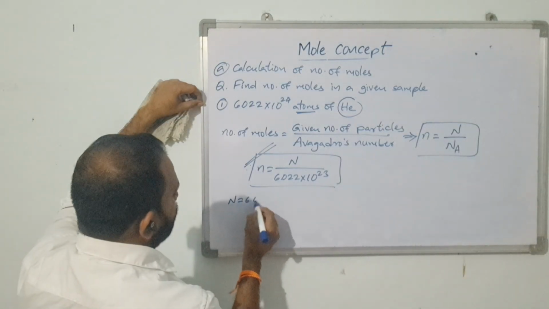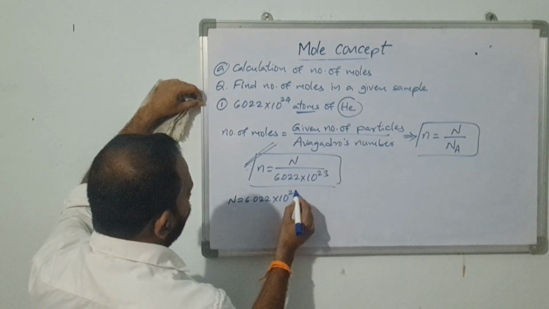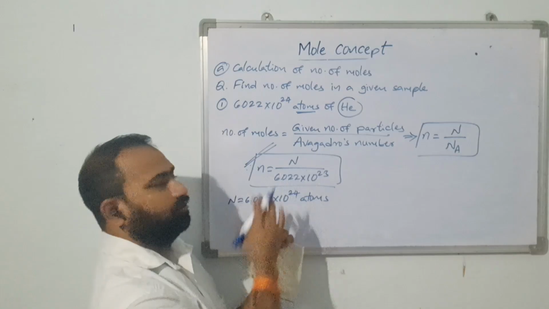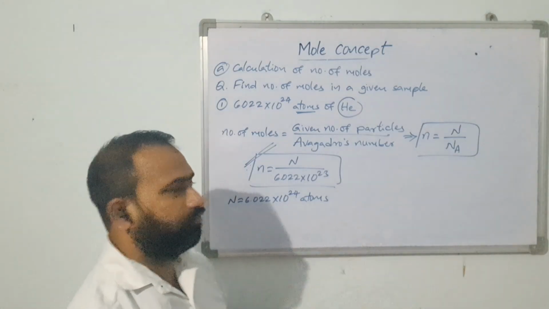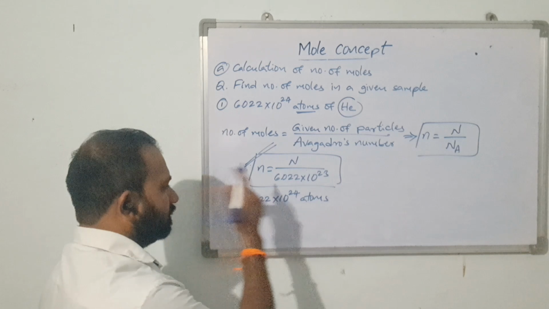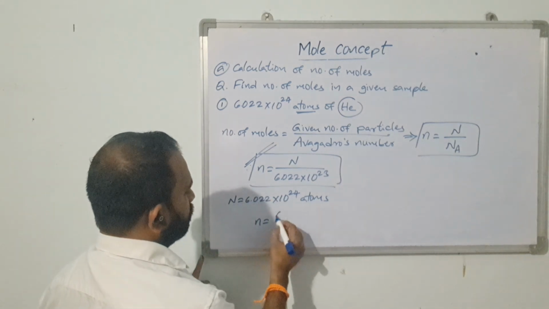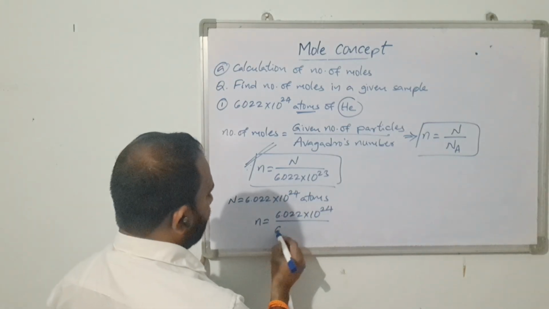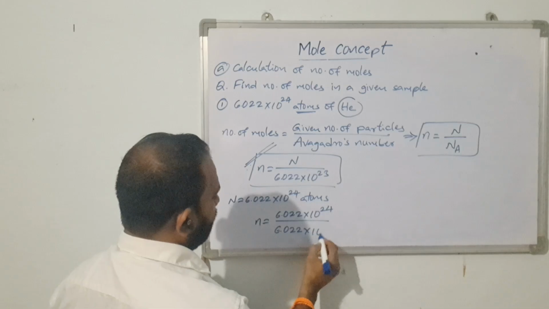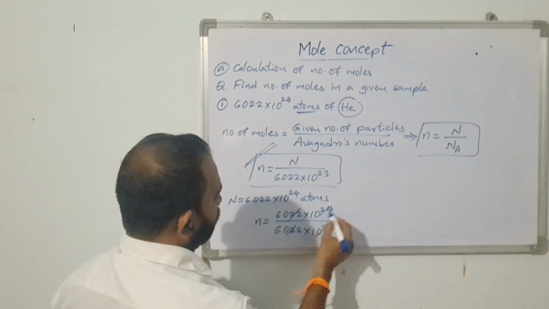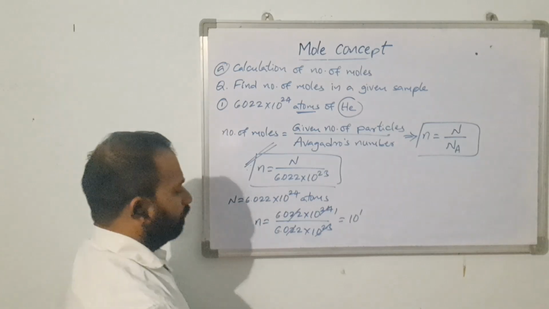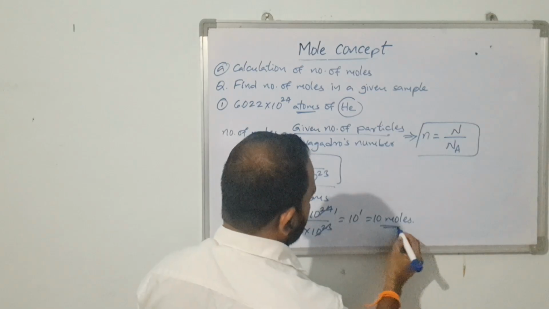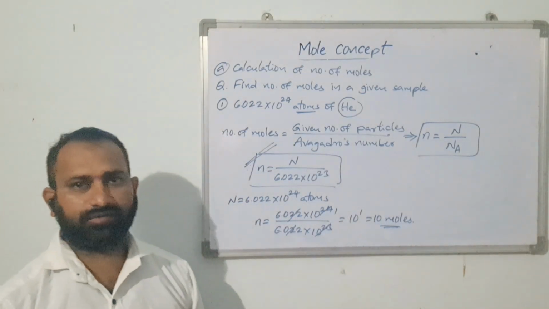N equal to 6.022 into 10 power 24 atoms. When we substitute this value in the above formula, we get number of moles. N equal to 6.022 into 10 power 24 divided by Avogadro number, that is 6.022 into 10 power 23. So we get 10 power 1, that equal to 10 moles. Understood, children? So in this way you can calculate number of moles.